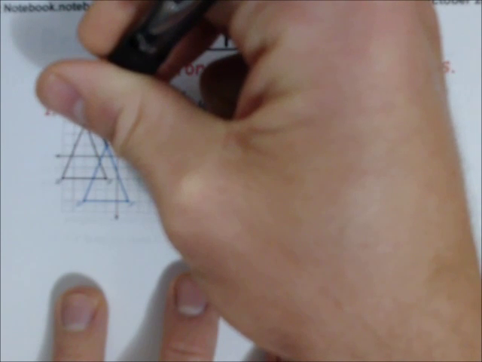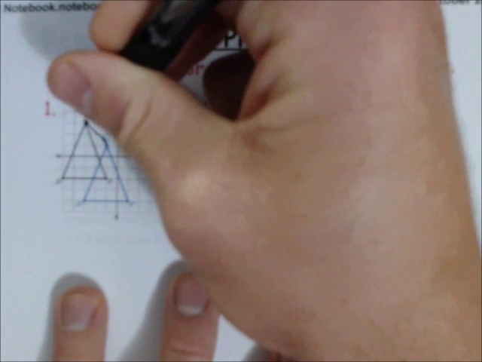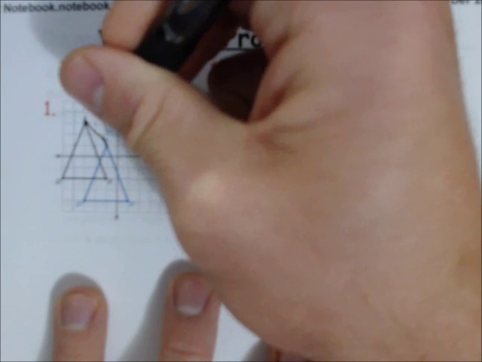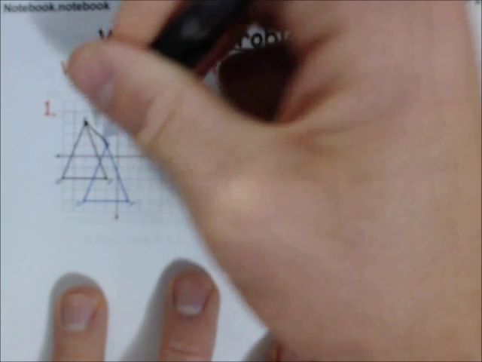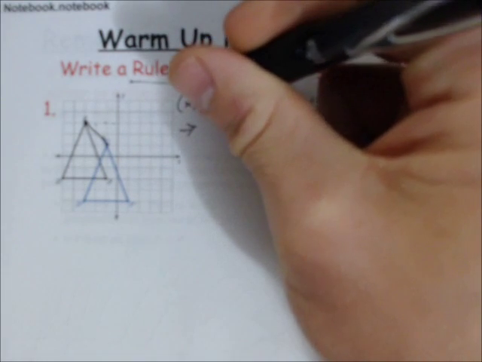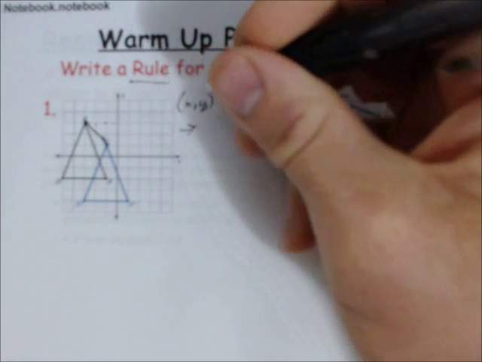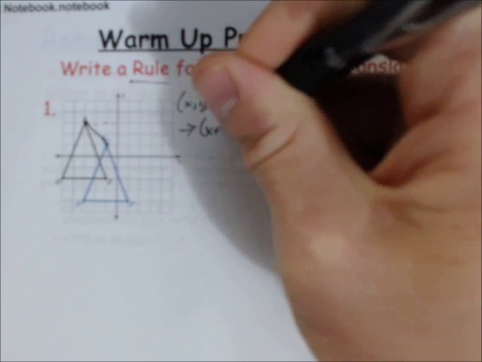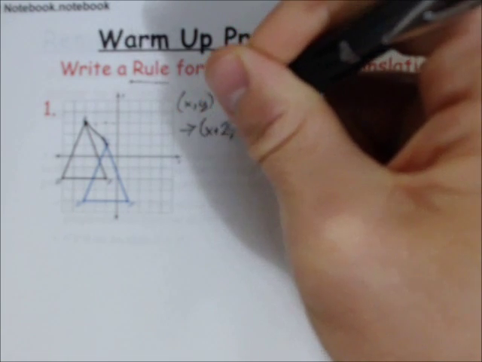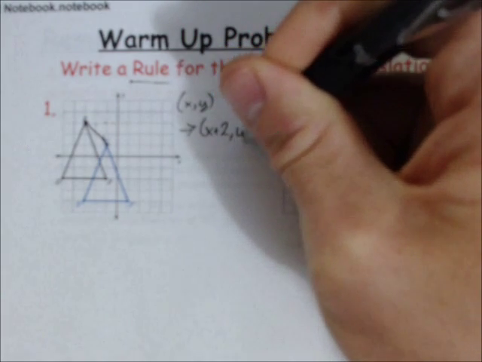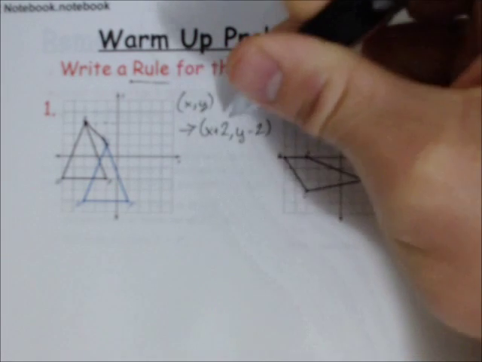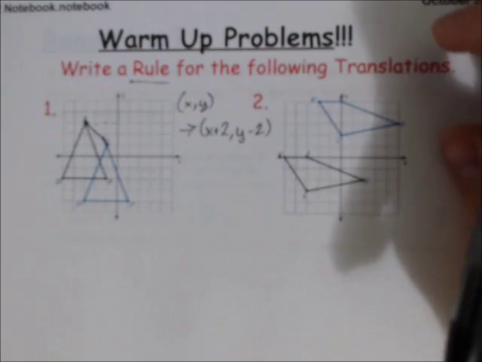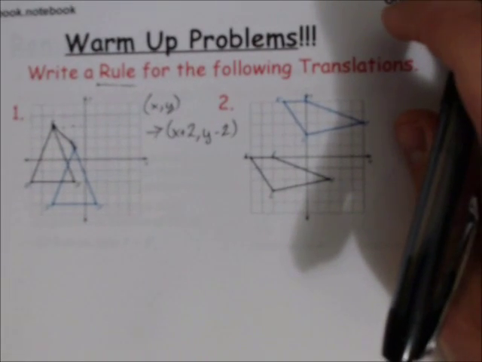If we take a look at the coordinates, we're going 2 units to the right in terms of x, and then down 2 units in terms of y. Every single point in the original figure gets mapped to a new point where the coordinates would be x plus 2 and then y minus 2. 2 units to the right, 2 units down. Pretty simple.